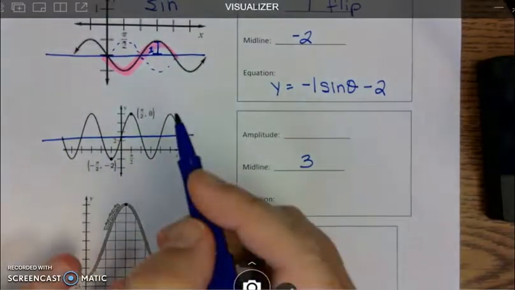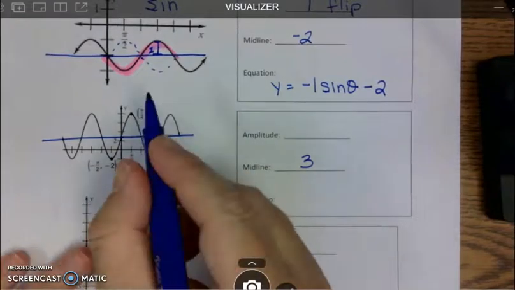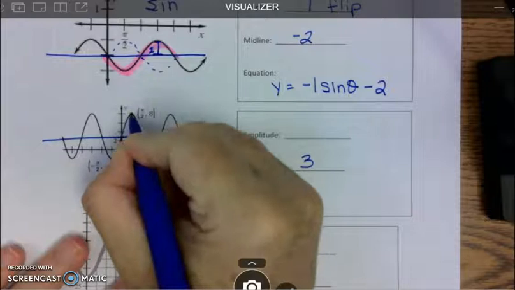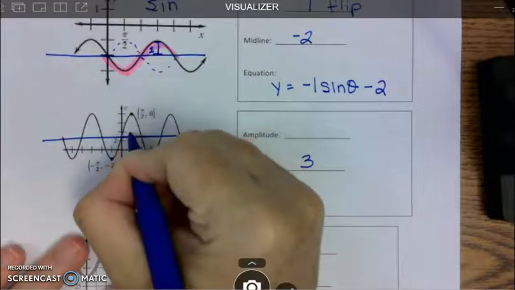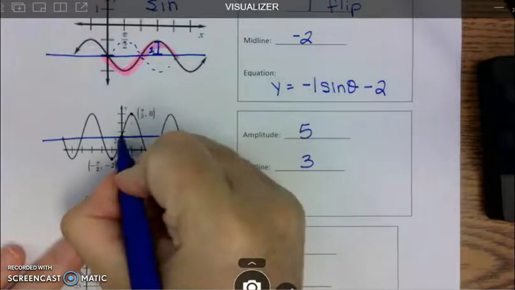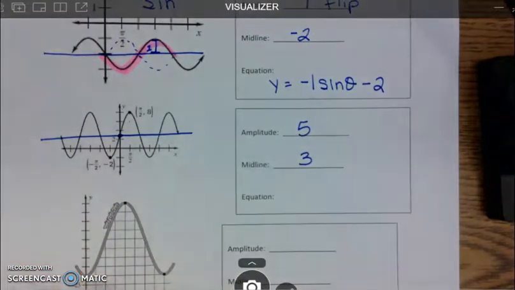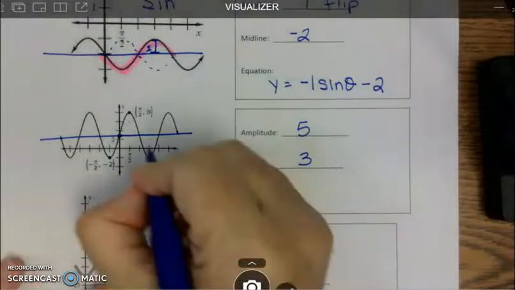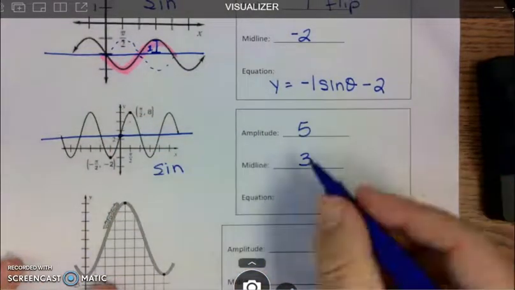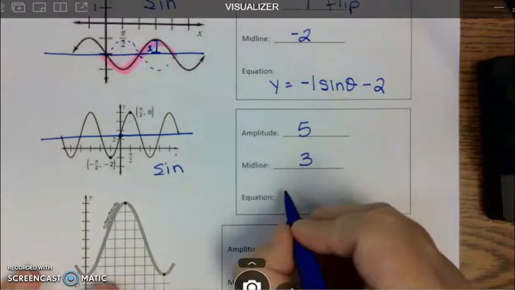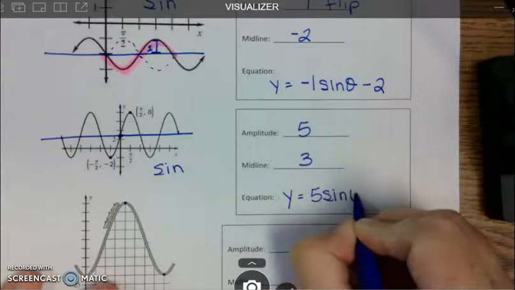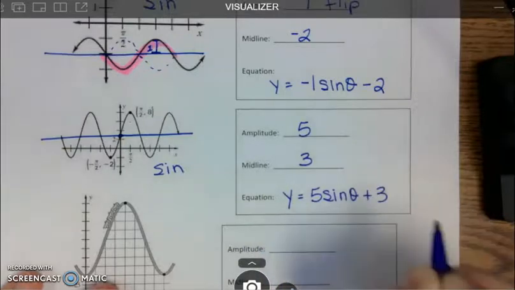So remember that each line is going to be 2. For instance, let's go down: 2, 4, 5. So my amplitude is 5. Do you see I cross here at the origin? So this is a sine curve. And notice we start high, so no negatives. So this would be y equals 5 sine theta plus 3.